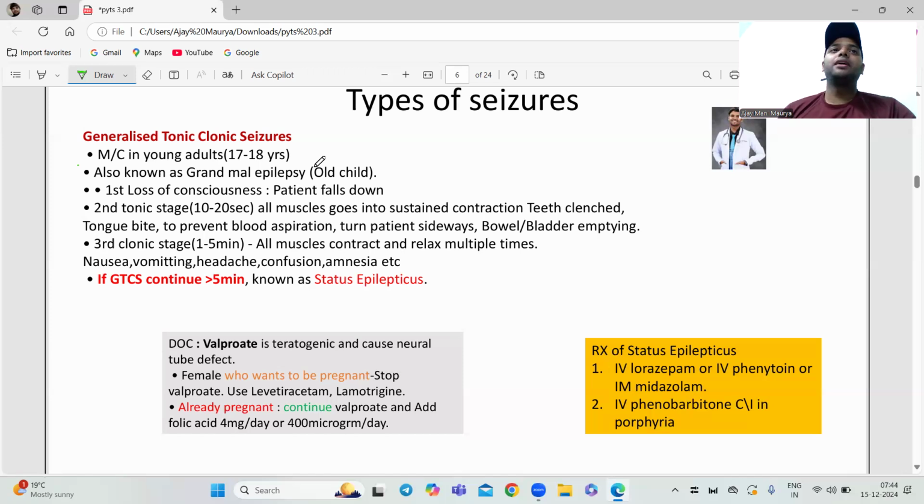This is the GTCS seizure. First, there is a loss of consciousness. The patient will fall down. Second is the tonic stage. All muscles go into sustained contraction. Teeth are clenched, tongue bite.